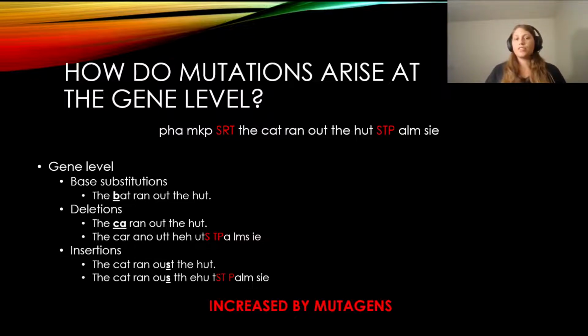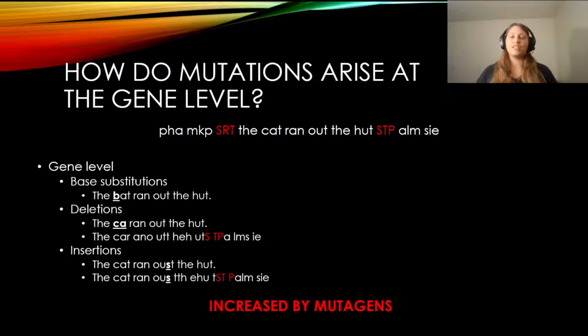So mutations at the genetic level can occur in a variety of ways. The least problematic is a base substitution. A base substitution would be like taking our sentence, "the cat ran out the hut," and replacing the C in cat with the B that makes this word now bat. Clearly, the sentences "the cat ran out the hut" and "the bat ran out the hut" are different and mean different things. However, you can still understand the gist of the sentence for both of them.